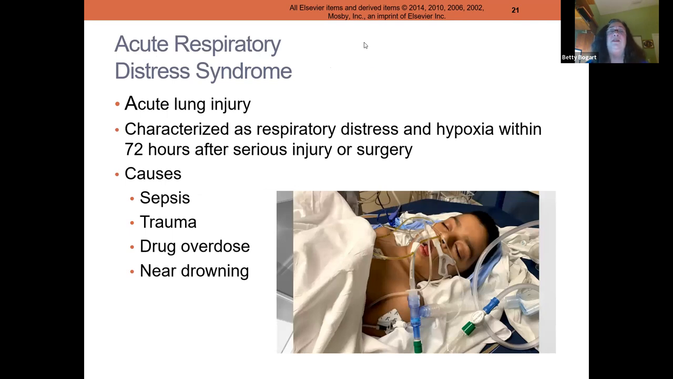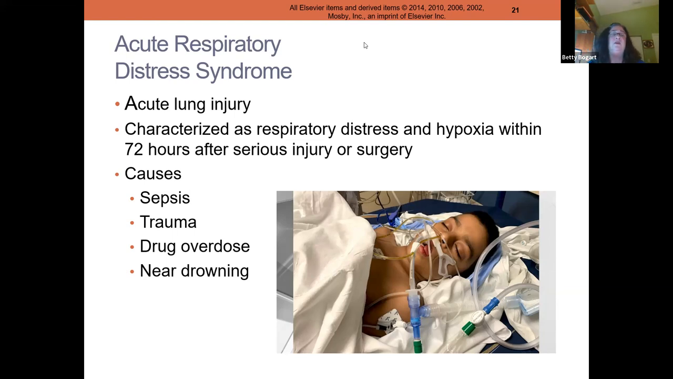Another respiratory illness is what we call an acute respiratory distress syndrome, or ARDS. This is when the lungs are hurt somehow, some way, and this child is really sick. Now, in South Florida, I think the biggest thing that we see is near drowning. Sometimes the kids running around the pool or the beach look good when the ambulance gets there. The thing is, up to 72 hours later, they could start with respiratory distress.